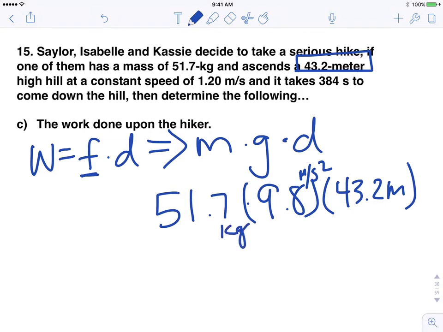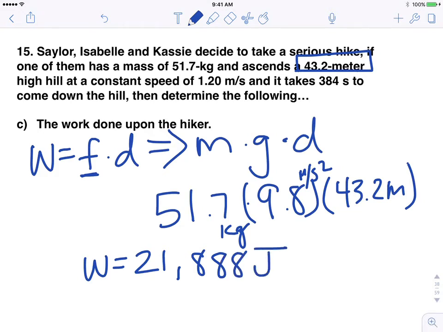Okay, so if you did all the work here, you added them all up. I didn't add them up ahead of time. Sorry. Let me just do that. 51.7 times 9.8 times 43.2. And I get a total of, well, this is funny, 21,888 joules. What?